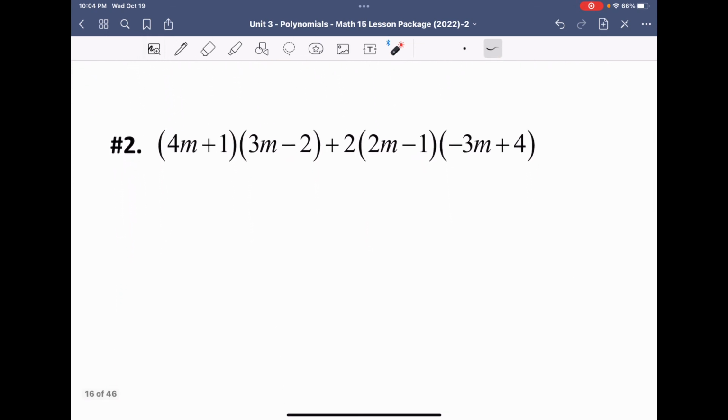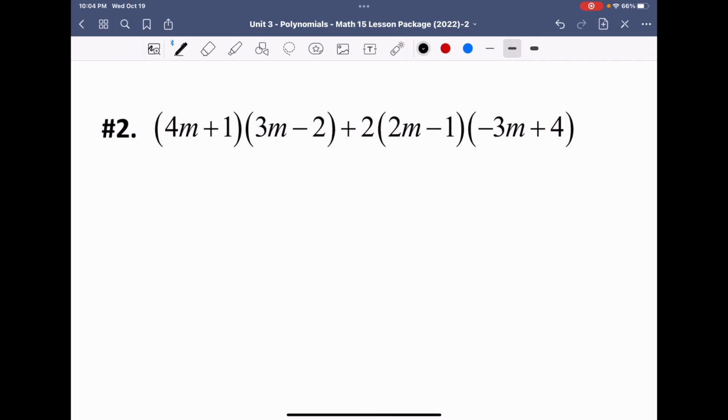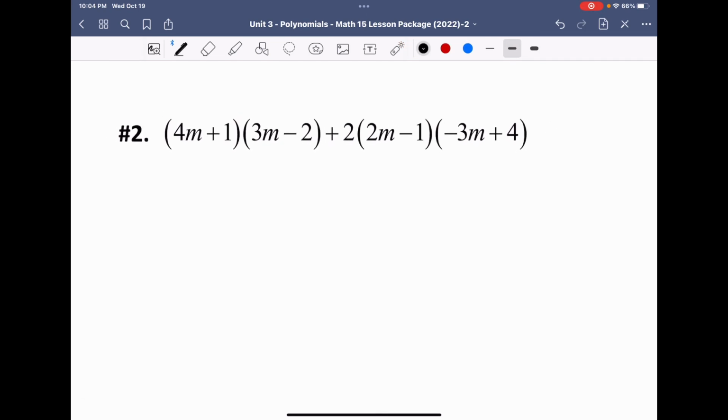All right, and then we have this final one here. This is going to be quite large because we have a binomial by binomial being multiplied, and then another binomial by binomial being multiplied. Here's what we can do. All this is just an extended problem of the ones you've been doing.